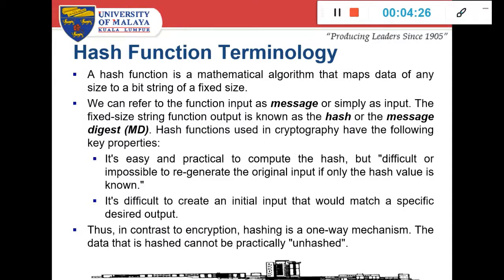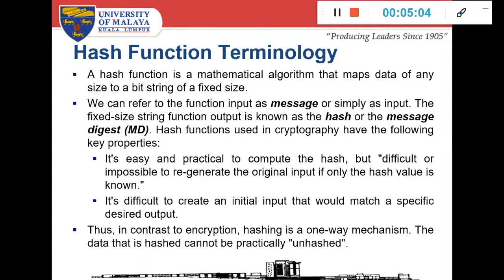Okay, we continue from where we stopped last week. We're going to go to this one, hash function terminology. A hash function is a mathematical algorithm. Basically, it's not encryption or decryption, but you still hide the plain text message. You can also use a hash function for authentication, or if you want to protect your password.